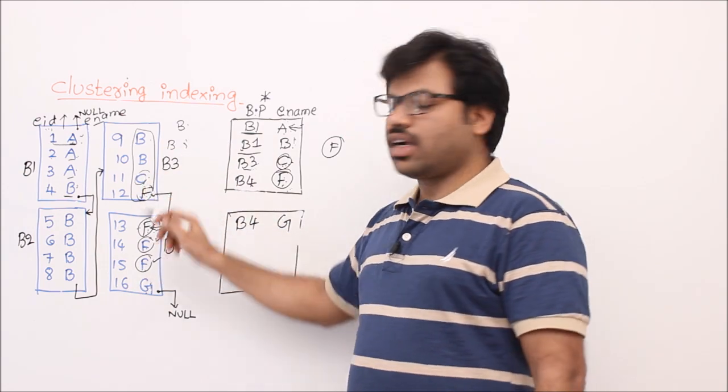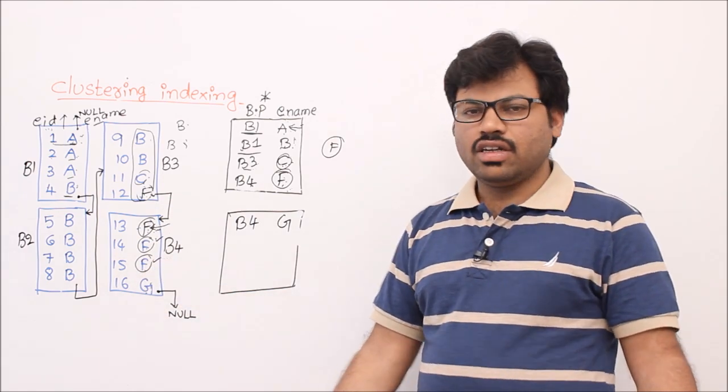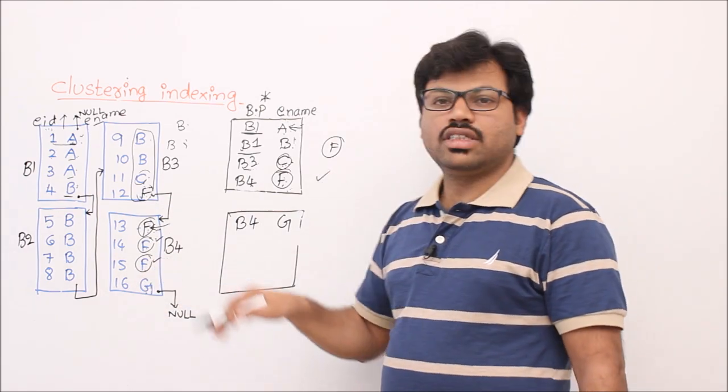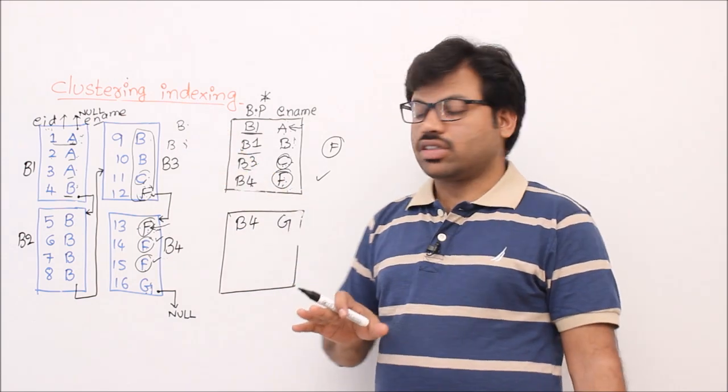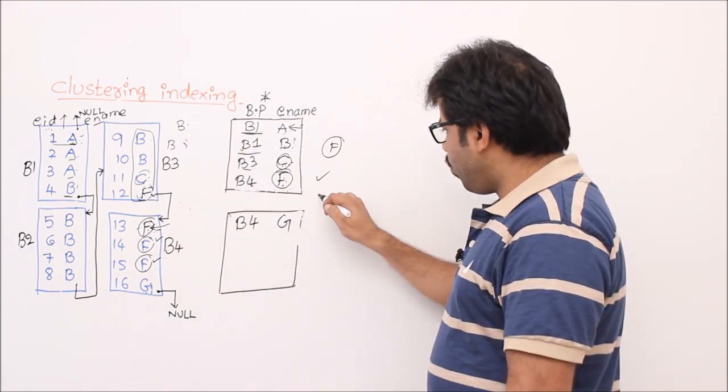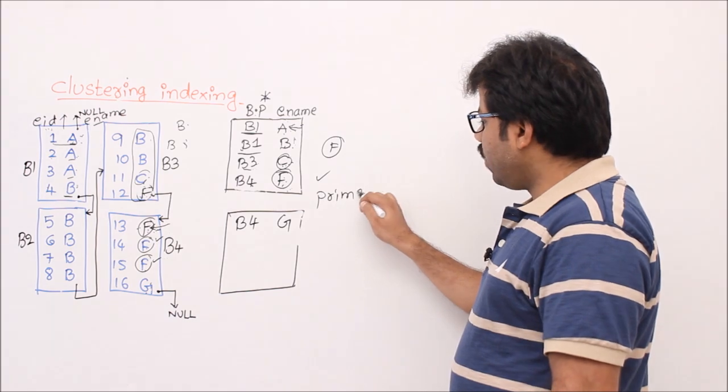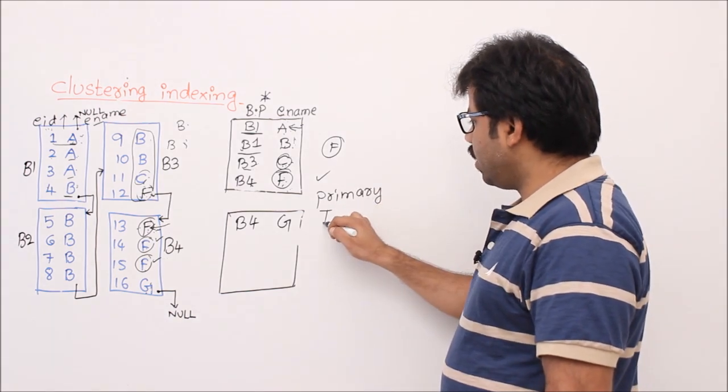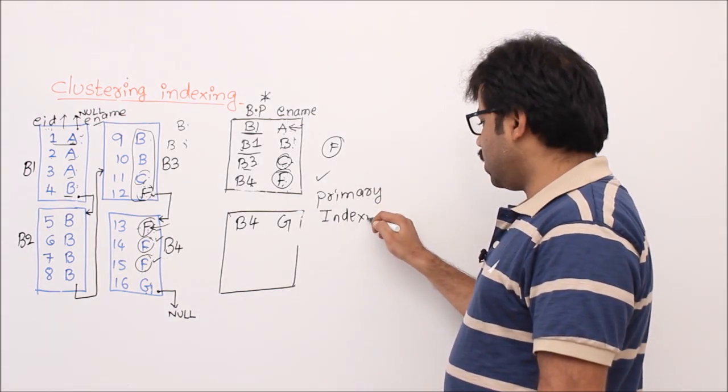Since the next successive record contains F, we can stop it, right? So this method also will work. So this is all about clustering indexing. Now the question: when you already have primary indexing, can we create clustering indexing as well? It is impossible.